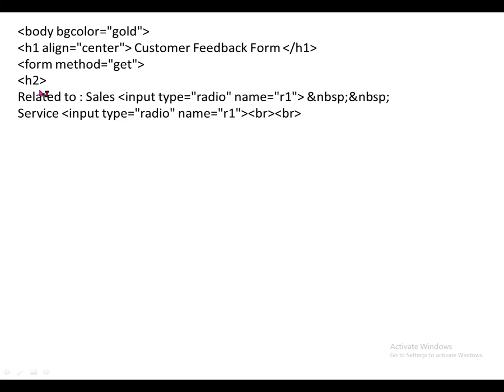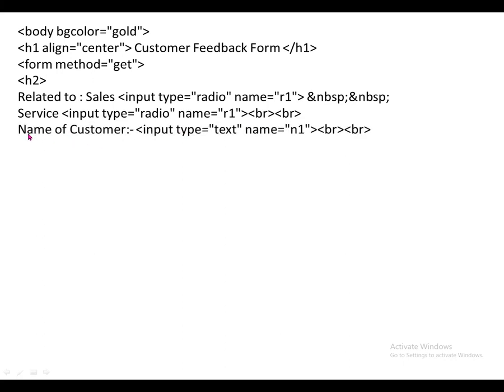Remember here, when you are asking for any one from this, either sales or service, your name should be the same. If you are using two radio buttons and you are expecting only one answer from the user, then the name must be the same. So here I am giving R1, and here again I am giving R1. So related to sales or service, this thing is clear. In front of that you will get the radio button, and in front of service you will get the radio button. Now you are adding 2 BR to break the line.